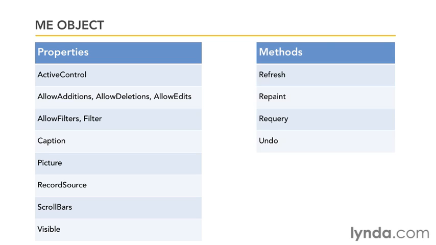The methods that you can use with the Me object, which again refers to either a form or a report, are Refresh, which updates the data supplied to the form or report, Repaint, which redraws the form or report on the screen, Requery, which updates the data for the form or report, and finally Undo, which allows you to give the user the option to essentially undo the last action. It's equivalent to clicking the Undo button on the Quick Access toolbar or pressing Ctrl-Z.